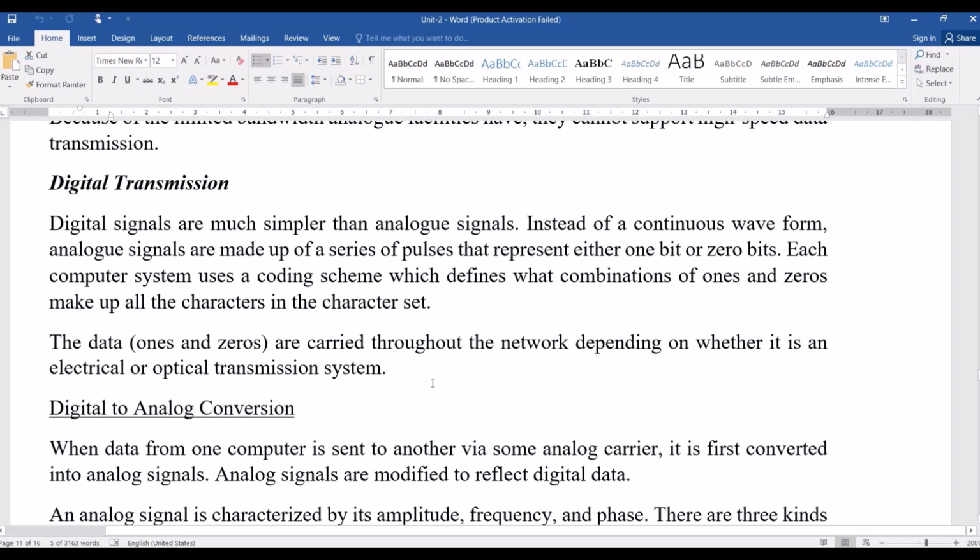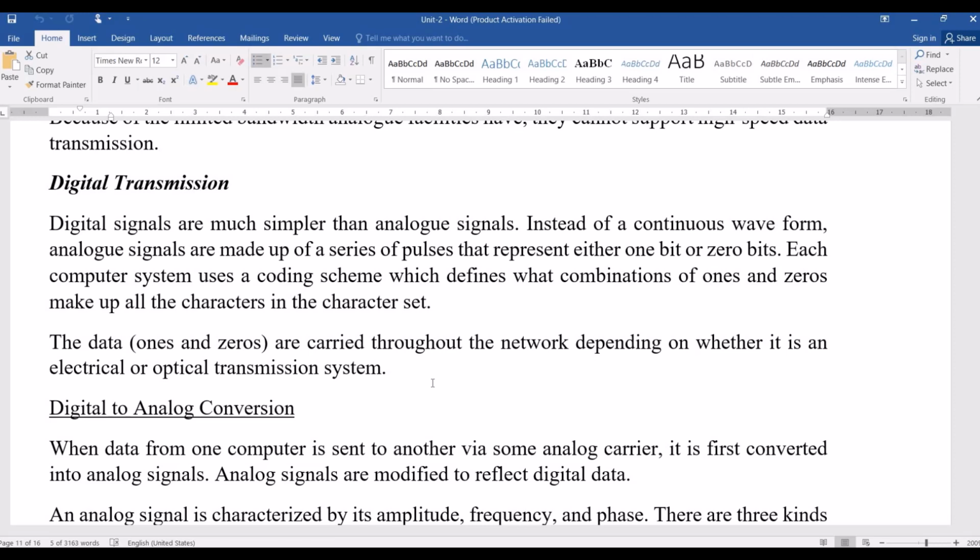Let's see this digital transmission. Digital is much simpler than analog signal. Instead of a continuous waveform, we say that analog is continuous. Digital signals are made up of a series of pulses that represent either a bit, zeros and one. So it's a little bit simpler than the analog signal.